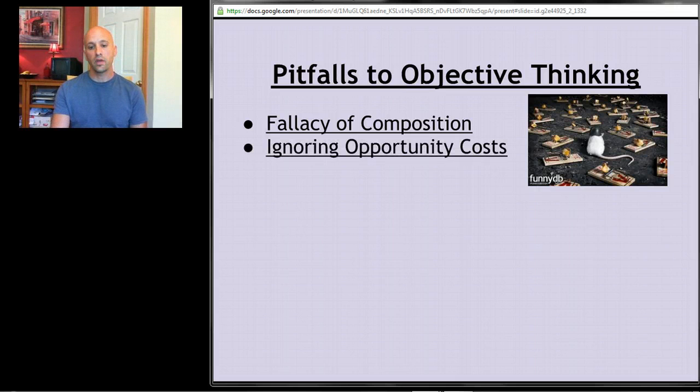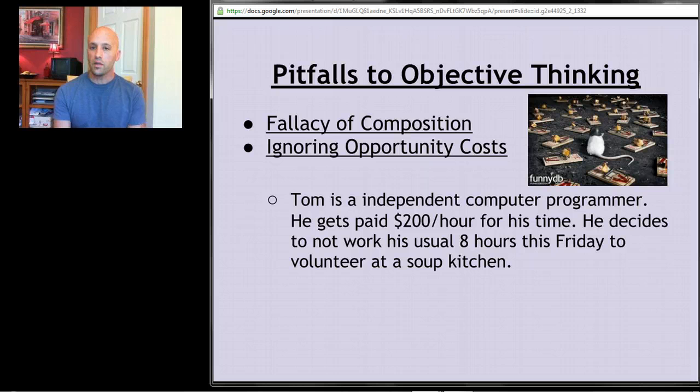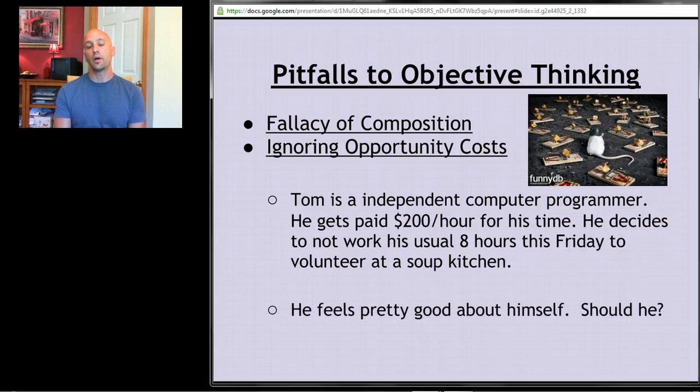Second pitfall to objective thinking is ignoring opportunity costs. You now know what an opportunity cost is, so I'll give you an example. Let's say there's a guy, his name is Tom. He's an independent computer programmer. Let's say he gets paid $200 an hour for the time that he works. He decides not to work his usual 8 hours on Friday, and instead he goes down to a soup kitchen and ladles soup for the poor. Tom is feeling pretty good about himself, and my question is, should he? Now I'm going to suggest that he shouldn't feel good about himself. I'm going to suggest that he should actually feel bad about himself.